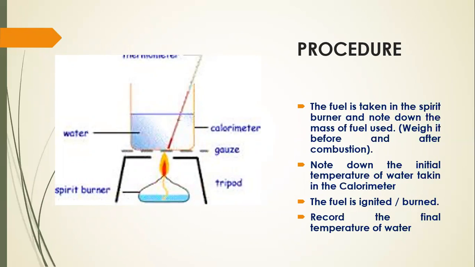You also measure the volume of water you take in a beaker or a copper can. At the same time, there is a thermometer you are keeping in that. Note down the initial temperature of the water that you had taken in that copper can or calorimeter. Then, already you noted the mass of the fuel in the spirit burner. Ignite the fuel, record the highest temperature.